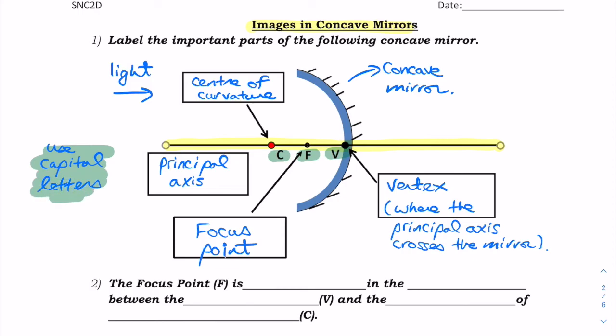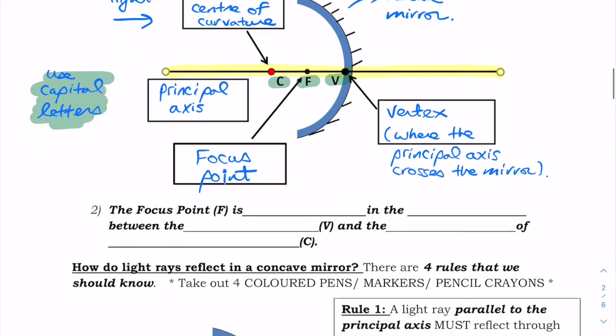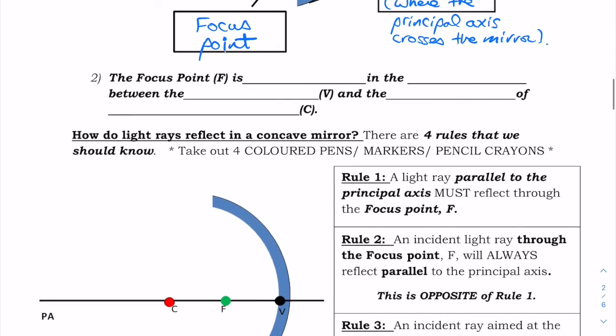So let's talk about the focus point. We label this with capital F, and this is defined to be the point that is right in the middle between the vertex and the center of curvature.